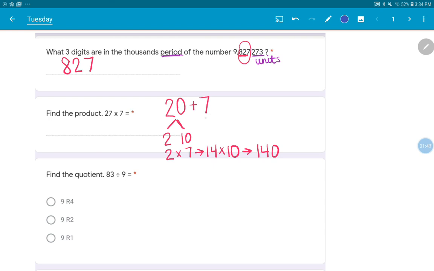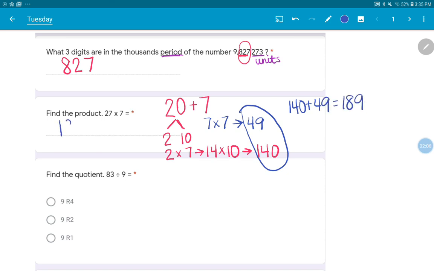Then I need to do 7 times 7. 7 times 7 is 49. So now I just need to add these two partial products or two parts together. 140 plus 49 equals 189. So the correct answer is 189.